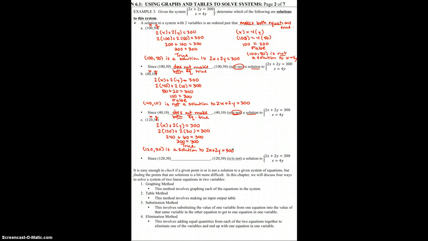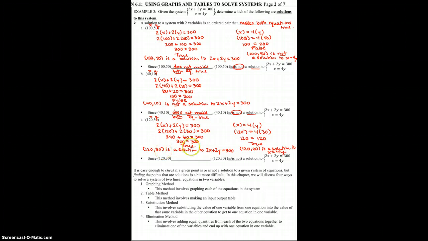But to be a solution to the system, it has to make all equations in the system true. So let's try our other equation. Again, remembering to put parentheses around each variable before we substitute. So x equals 4y. We're going to plug in 120 for x. And we're going to substitute 30 for y. And we get 120 equals 120, which is true. So this tells us that 120 comma 30 is a solution to this equation, to x equals 4y.